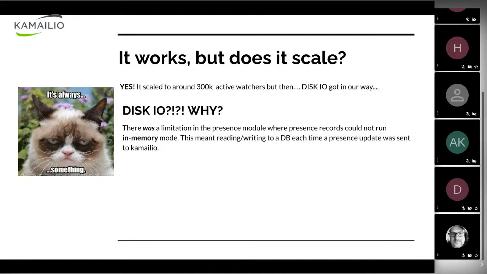could not run in memory. The active watchers can run in memory, but the presence records could not. And this meant reading and writing to the database each time a presence update was sent, which when you have 300,000 active watchers can mean a lot of presence records being written to the disk.